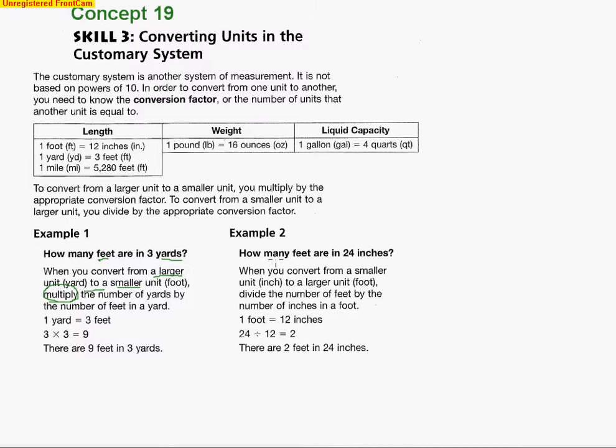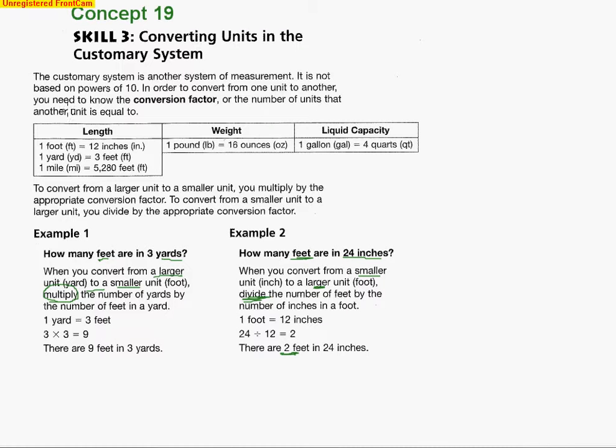Well, to go the other way, how many feet are in 24 inches? So now we're going from a small unit of 24 inches, to feet, which is the larger unit. And so that means that you're going to end up dividing by the conversion factor. So we need to know the conversion factor. 1 foot is 12 inches. So you just take your number, 24 inches, divide by 12, and that makes 2. So 2 feet in 24 inches.